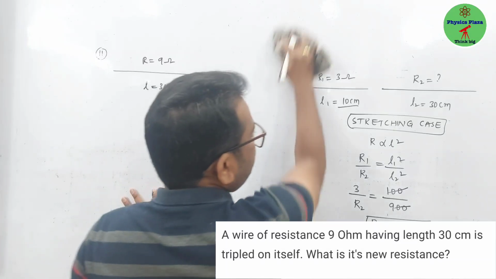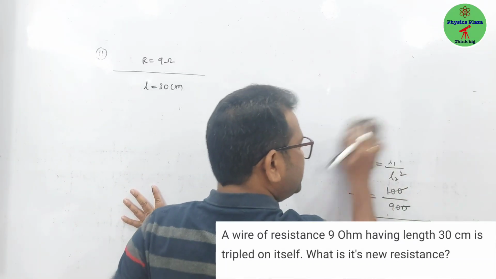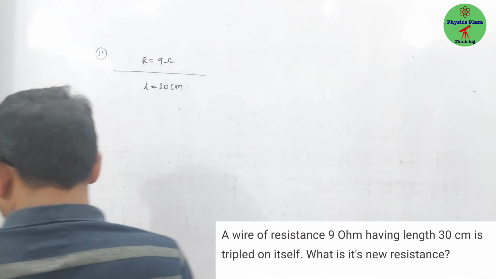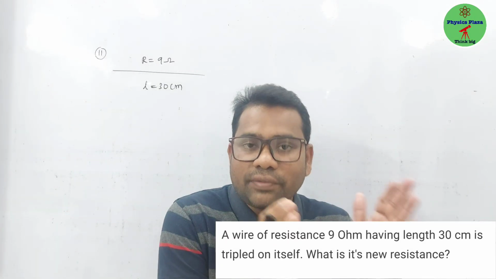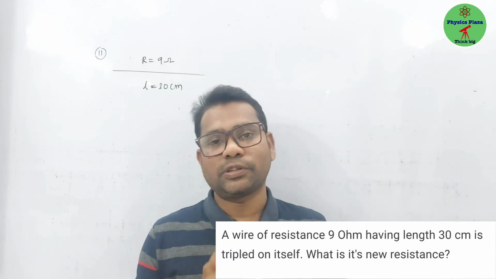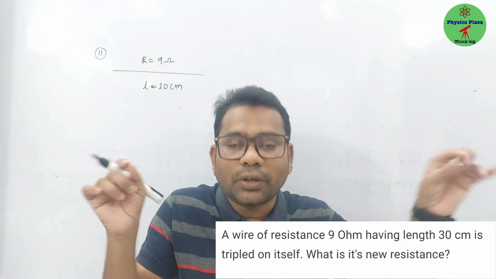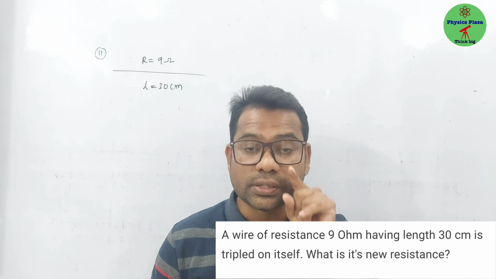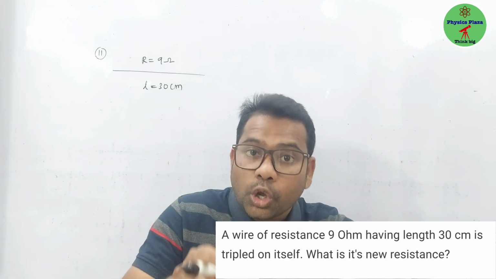Tripled on itself. Children, here this is a special case, as I told you. Just let us have some discussion about it. First of all, let us try to understand what is doubled on itself. Doubled on itself is what? Tripled on itself is what? Some students are thinking that doubled on itself means the length is doubled. No, it's not that. Wrong it is. Try to understand. Stretching is different. Stretching means length increases. But doubled on itself, look at it.